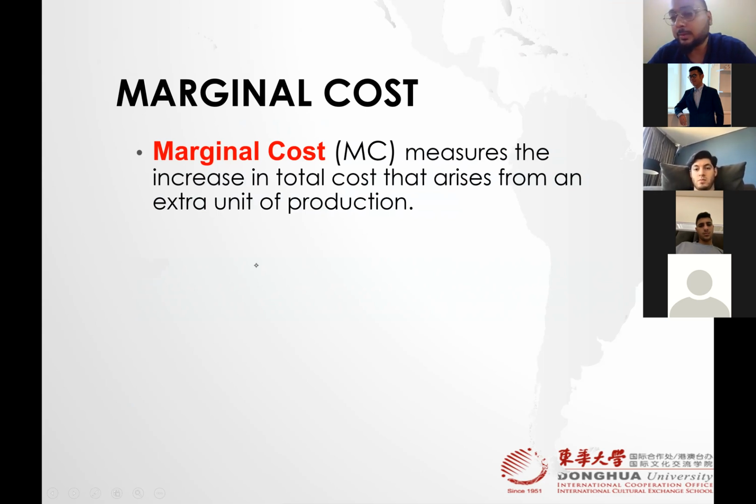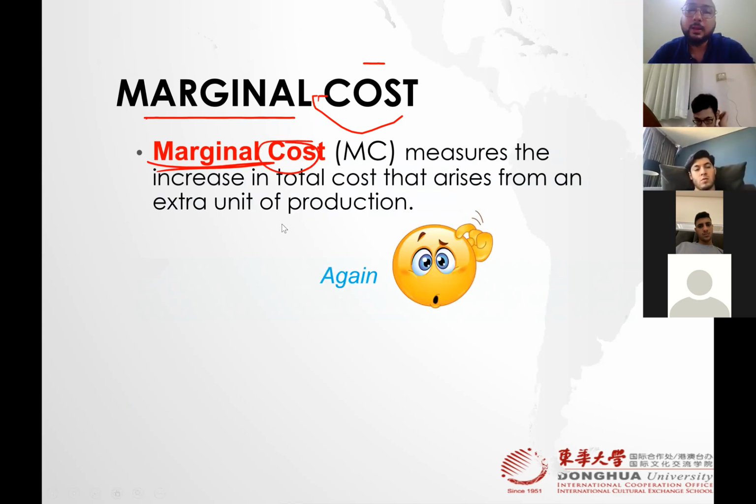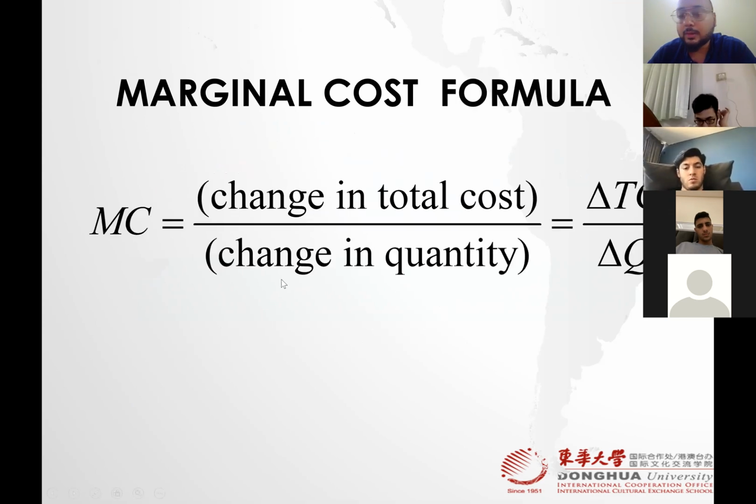So marginal cost we talked about. It is the additional cost of producing one more unit. So you can just derive the definition by looking at the name. Marginal means additional cost of producing one more unit, right? We talked about that. We also talked about its formula. It is change in total cost divided by change in quantity.